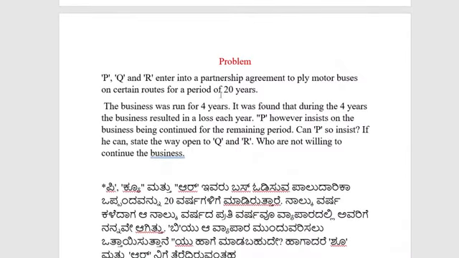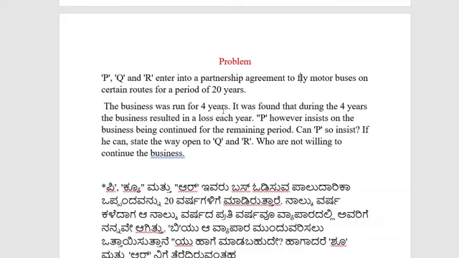P, Q and R enter into a partnership agreement to ply motor buses. That means there is a partnership agreement between 3 persons to ply the motor buses on certain routes for a period of 20 years. They got the permission. So they formed the partnership firm to run the buses on a particular route for a period of 20 years. So here this is for a particular period.